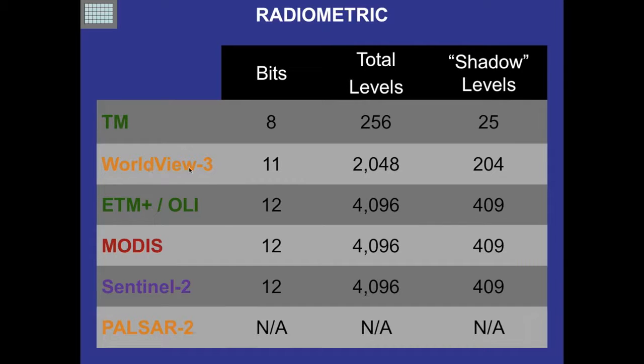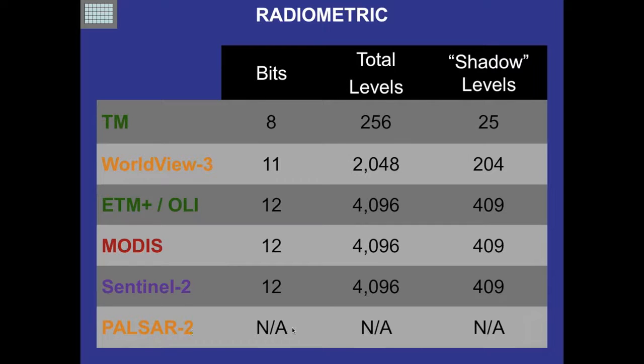So for example, WorldView-3, a very high spatial resolution sensor flown by DigitalGlobe, has 11 bits, so that means 2,048 different levels. The Enhanced Thematic Mapper and the Operational Land Imager on Landsat 7 and 8 respectively have 12 bits, as do MODIS and Sentinel. All of those are able to produce over 4,000 different levels. So that means you can measure 4,000 different values with the ruler that they provide you. And in the shadows, you get a lot of different values too.